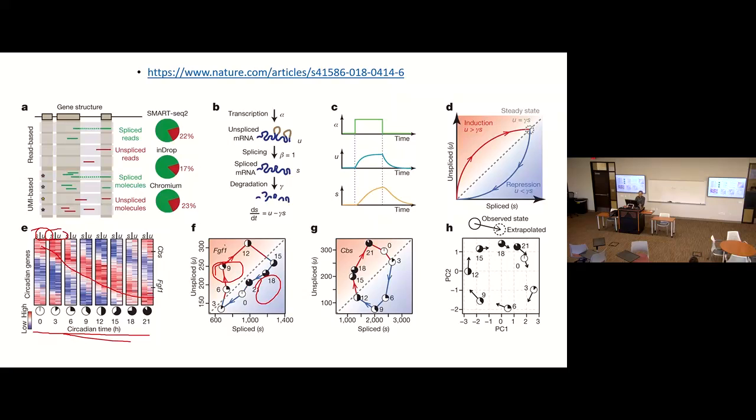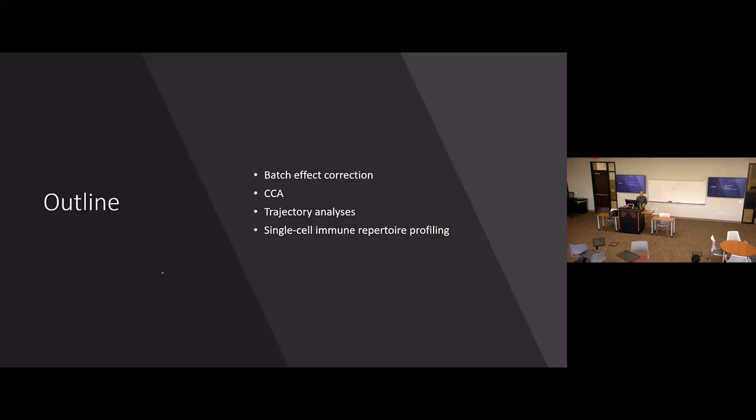So this gene is FGF1, okay? And this gene, what they found is CBS. So they have different phases, okay? Phase means the peak expression of the two genes are at different times. I hope you get the idea about the RNA velocity analysis.